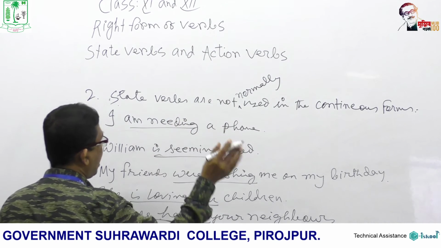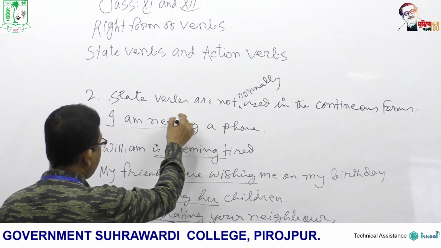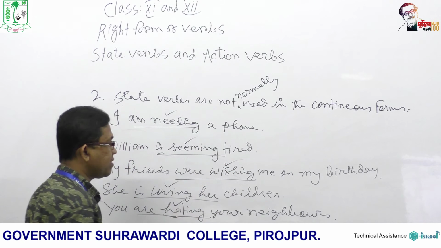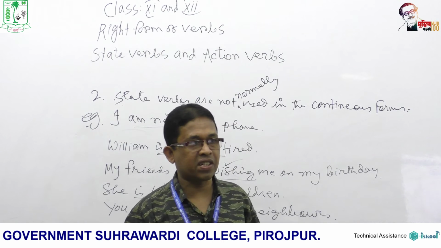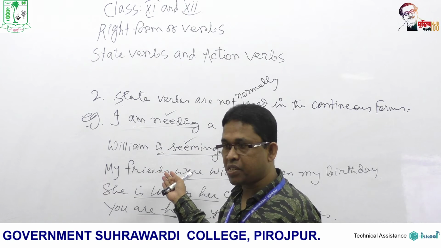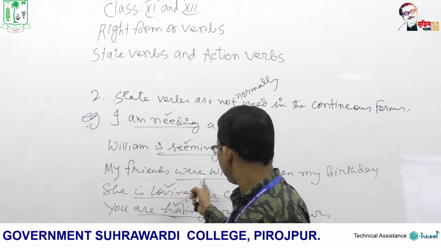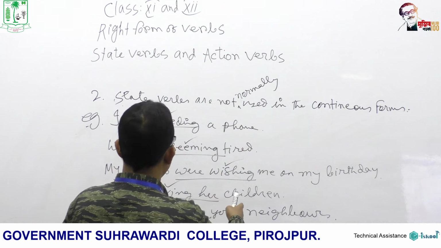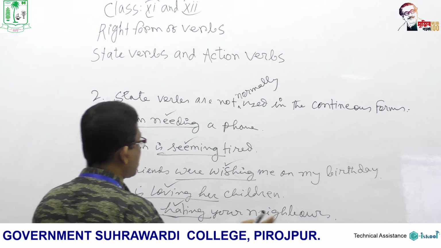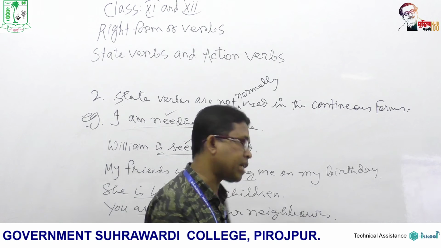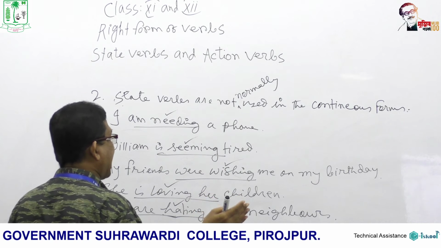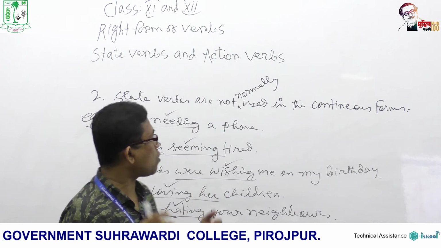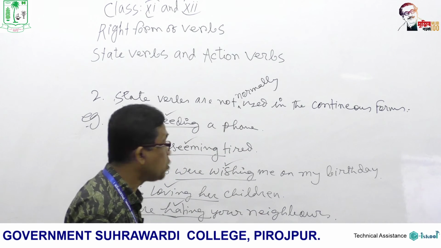These are the state verbs. Some of the state verbs I have written here: need, seem, wish, love and hate. I have written 5 sentences using some state verbs here, but these are not correct sentences. Though grammatically there is no mistake, actually they are not correct because we are using continuous forms of state verbs, but state verbs are not normally used in continuous forms.